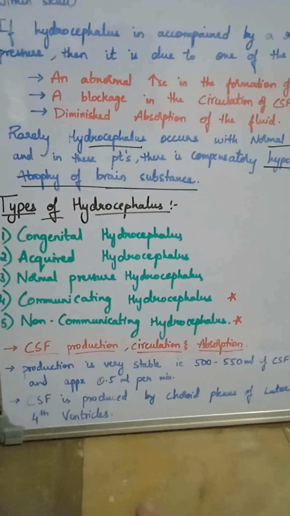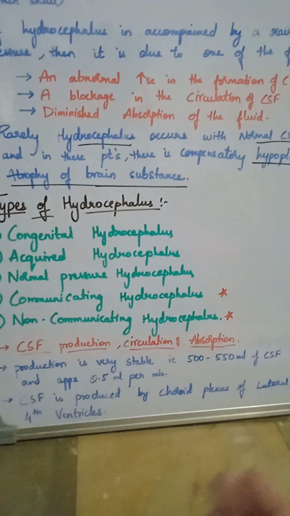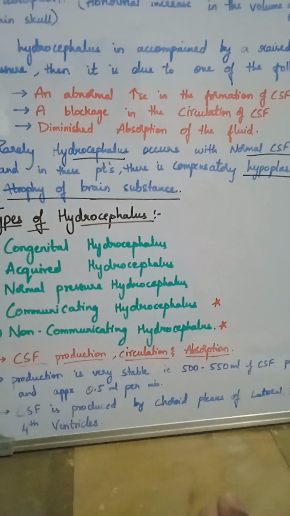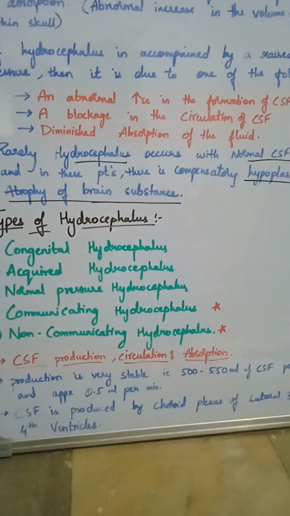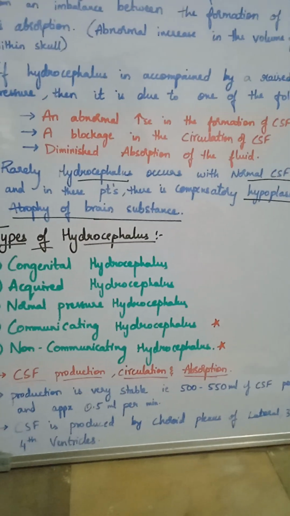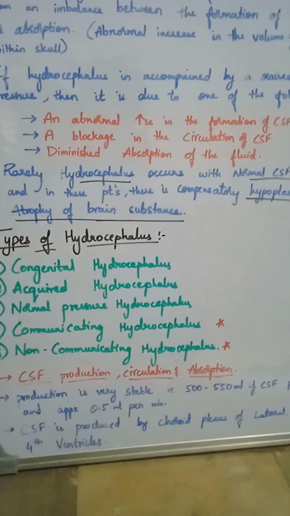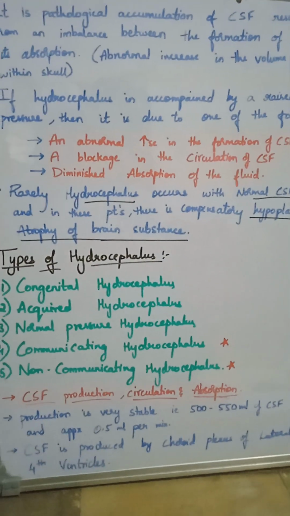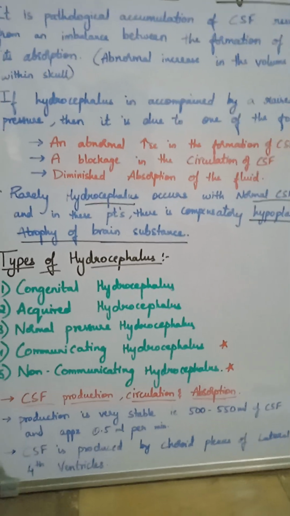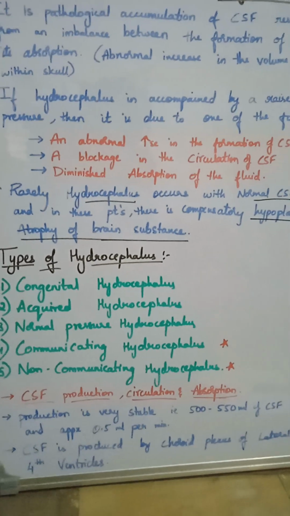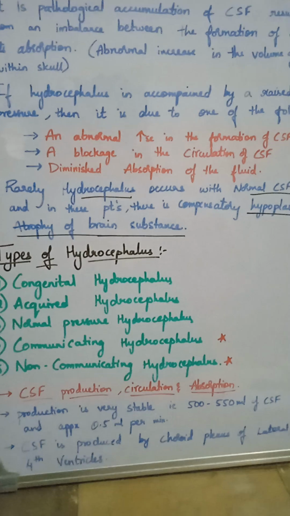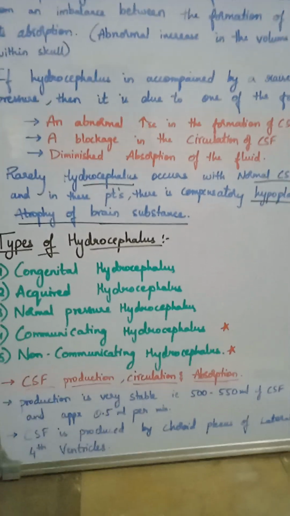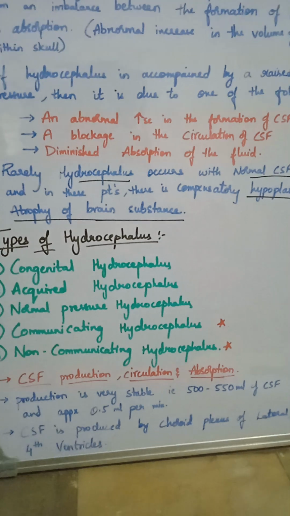And coming to the flow: the production, circulation, and absorption of the CSF. Normally the production is very stable. Our brain and body have a very good mechanism of producing a certain amount of products, as our body is designed to produce that much only. If you have to produce any other secretions also, it will be produced very stably.